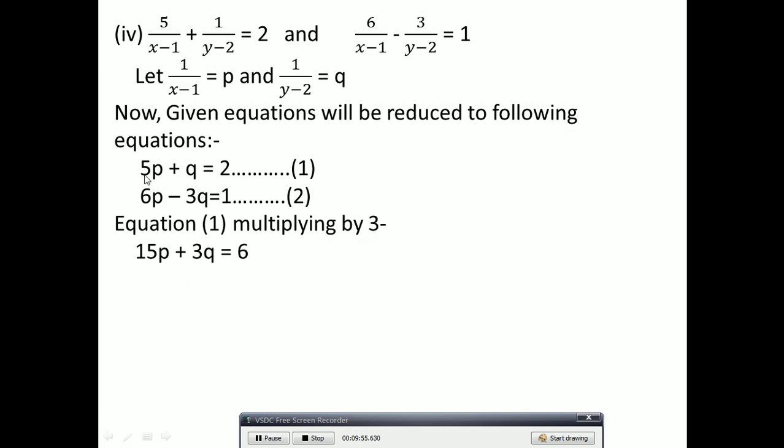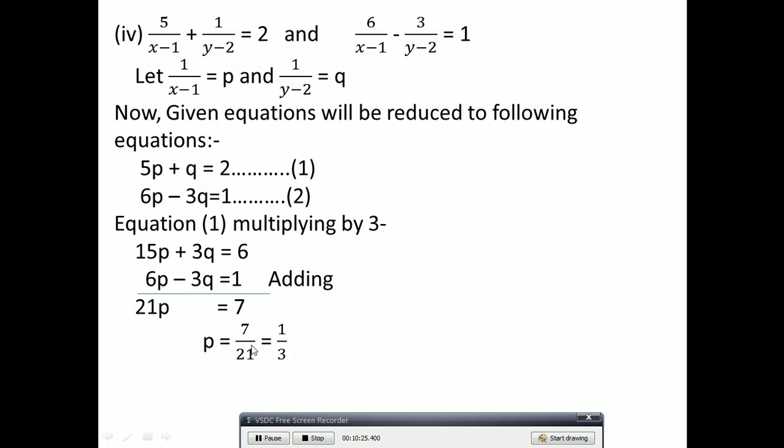So I am multiplying the equation first by 3. So it will be 15p, 5 3s are 15. Q into 3, 3q. 2 3s are 6. So I am writing the second equation here. Now students, 3q positive, 3q negative, so we will add them. So positive 3q minus 3q will be cancelled, and 15p plus 6p both are positive, so they will be 21p. 6 plus 1, that is 7. So value of p is 7 by 21, that is 1 by 3.